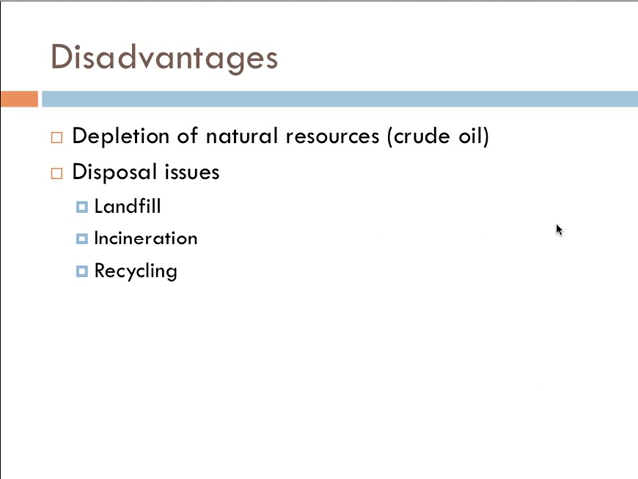What are some disadvantages to the use of polymers and plastics? It comes from the feedstock crude oil. It's a natural resource, and at some point we will use all of that resource up. And there are also disposal issues. Landfill, incineration, and recycling are ways to deal with the vast amount of plastic that we use.